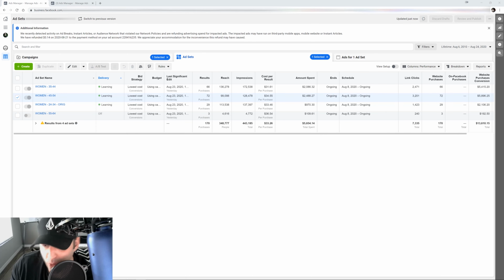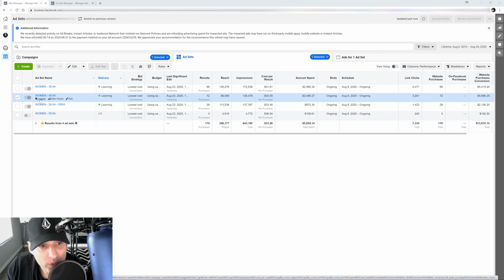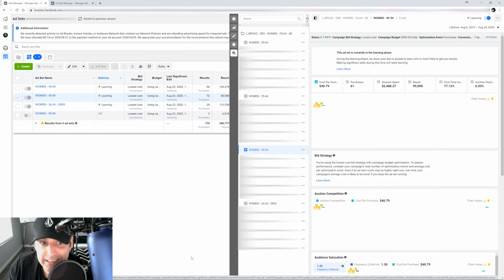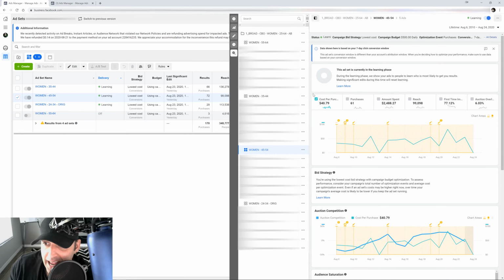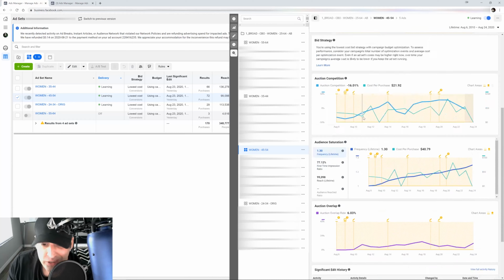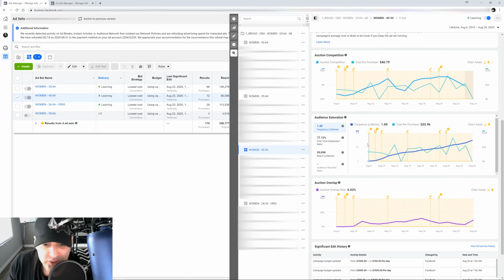So for those of you that don't know, there's this little button right here called Inspect, where you can actually go in there and see what's going on with your ad set and see what happened if your ad set stopped working. Or if you want to just see how it's performing and keep an eye on things, this is where you go to study part of your data. So here's where you can view granular insights such as your auction competition. You can check your audience overlap, your audience saturation, first time impression ratio, and a lot more.